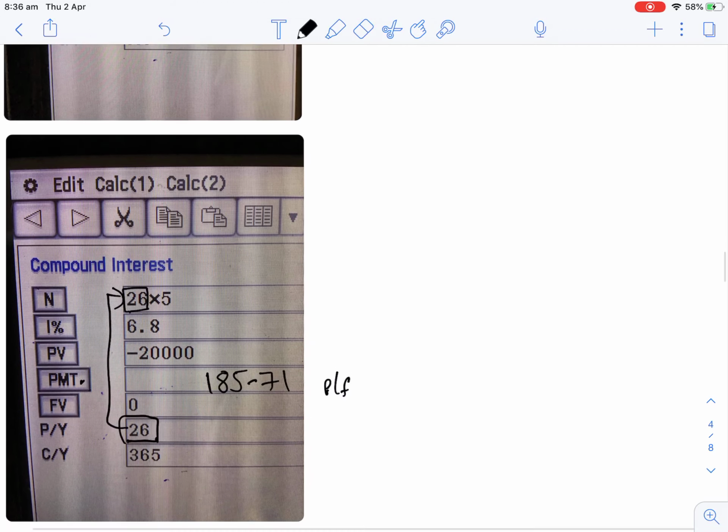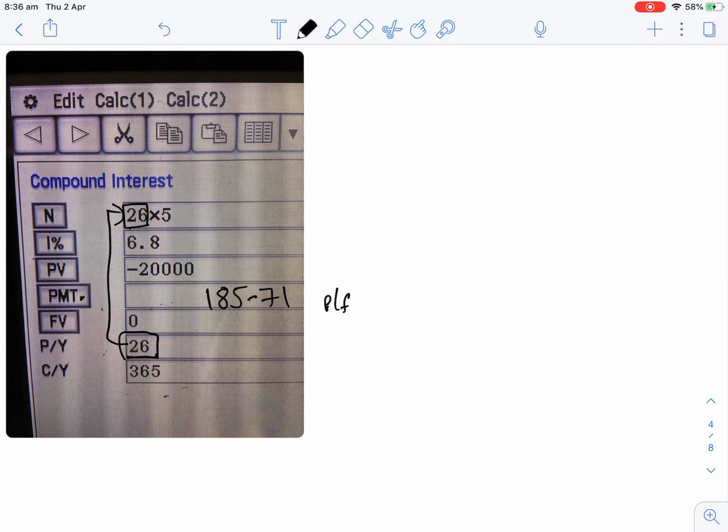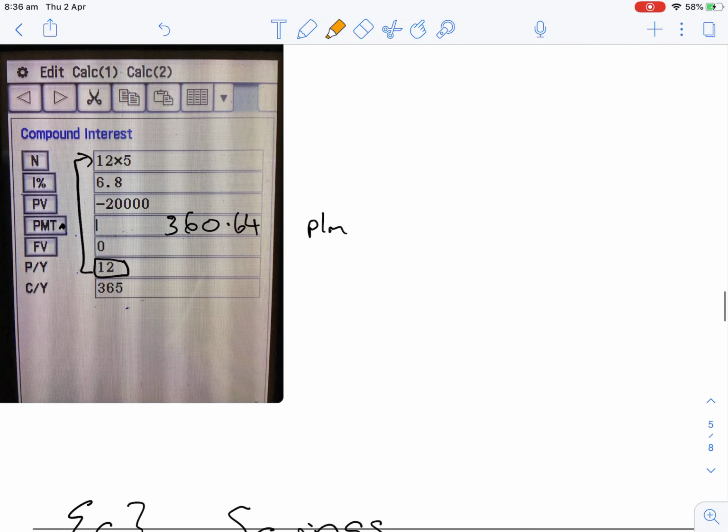The second part of my question was, well, what if we were doing it fortnightly? Then I'm just going to change these entries. So now I'm paying it 26 times per year. So in PY, I'm putting my 26. I would then put the 26 times 5 in my N for how many payments overall. Tap on my payment button and you'll find you'll get an answer of $185.71 per fortnight. Likewise, if I wanted to turn that into a month, I only just need to change the payments per year to 12. Don't forget to fix that at the top as well. Tap on your payment button and you get your payments.